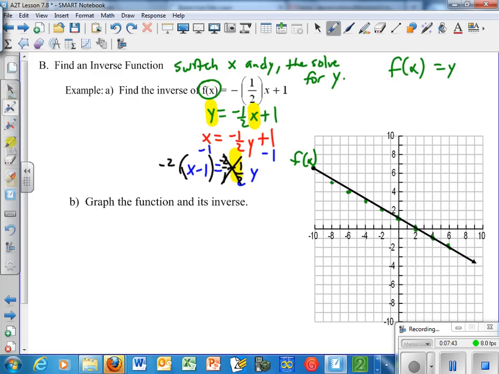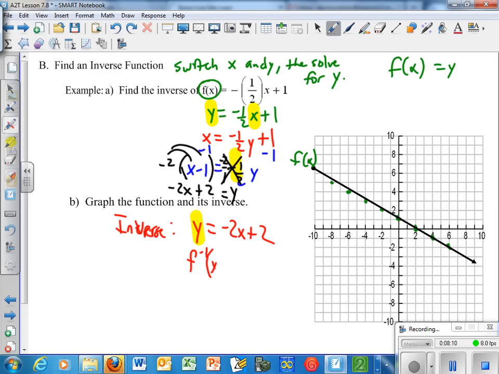If I do that, I'm going to distribute my negative 2. So it's negative 2x plus 2. And I'm going to rewrite that with my y on the left side. So negative 2x plus 2. There is the inverse. And here's the notation that we use for inverse. We're going to go and switch this back to inverse. So we go f negative 1 of x. Looks like an exponent of negative 1 is negative 2x plus 2.